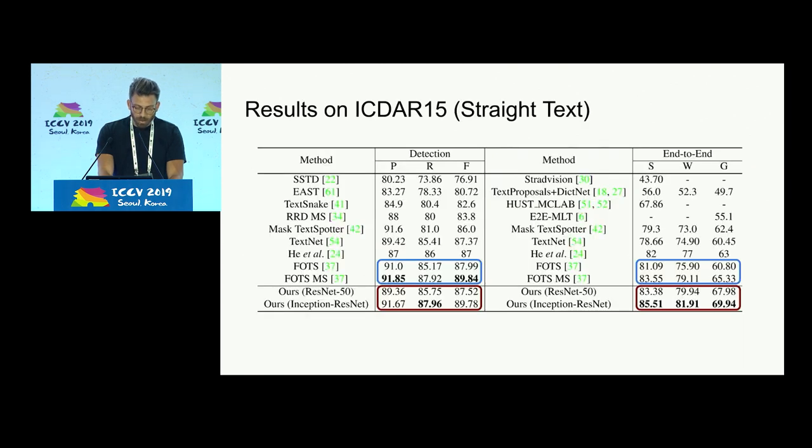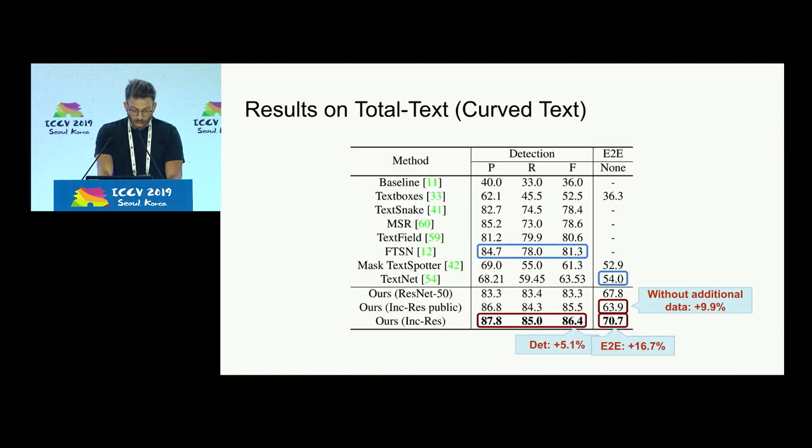We observe notable improvements in the final recognition output. Our end-to-end pipeline can reap large improvements by simply changing the backbone network without resorting to multi-scale evaluations. Narrowing the scope to curved text, we observe an improvement in accuracy by 16% in F-score.